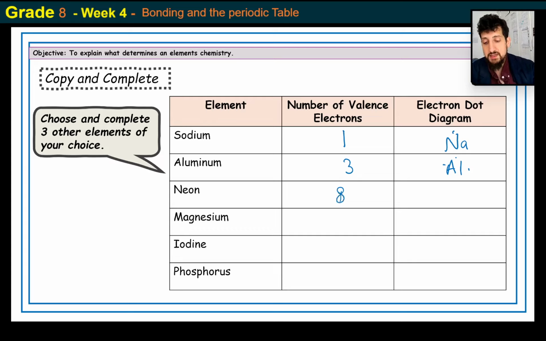Neon is in group 8. It's a noble gas. Magnesium is in group 2, and it has 2. Iodine is in group 7, so it has 7. And it looks like that: 1, 2, 3, 4, 5, 6, 7. Phosphorus is in group 5, I believe, and it has 1, 2, 3, 4, 5. Interesting. I used to teach chemistry. Loved it. Right, let's have a go.